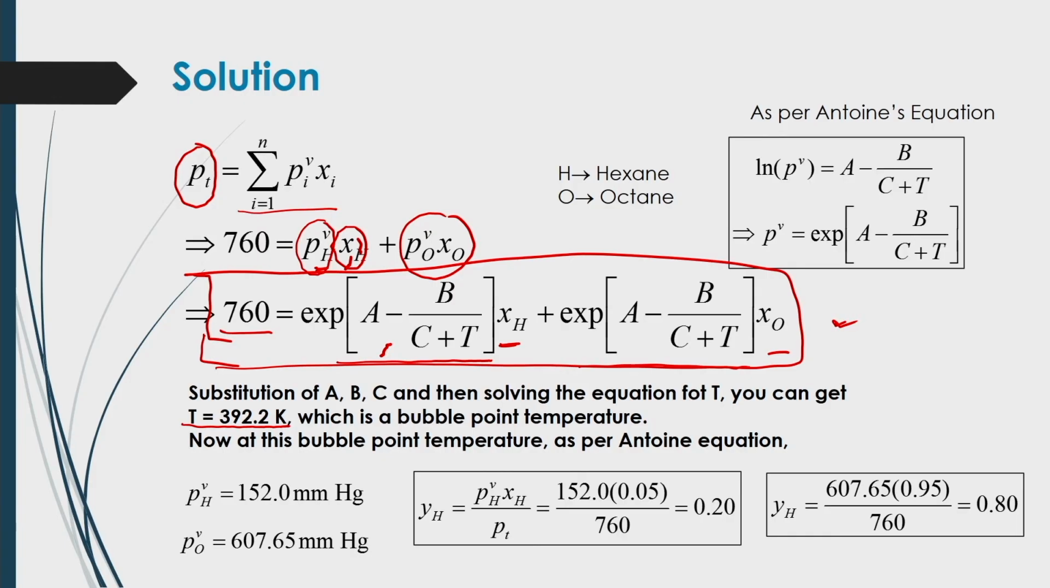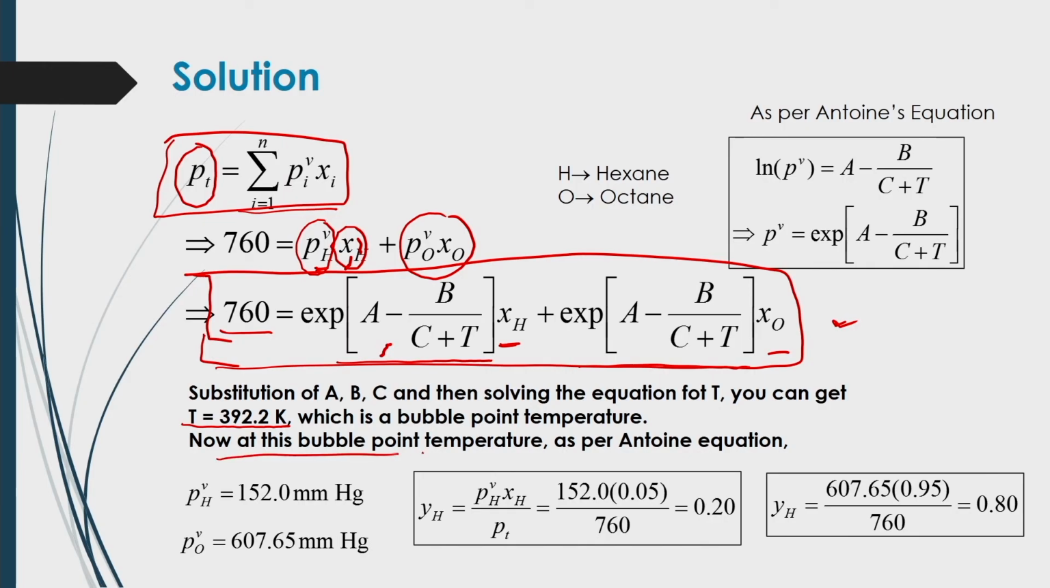You need to know only Antoine's equation and the vapor pressure at that particular temperature. By solving the equality of the total pressure with the summation of vapor pressure times mole fraction of the components, you can easily get the bubble point temperature.